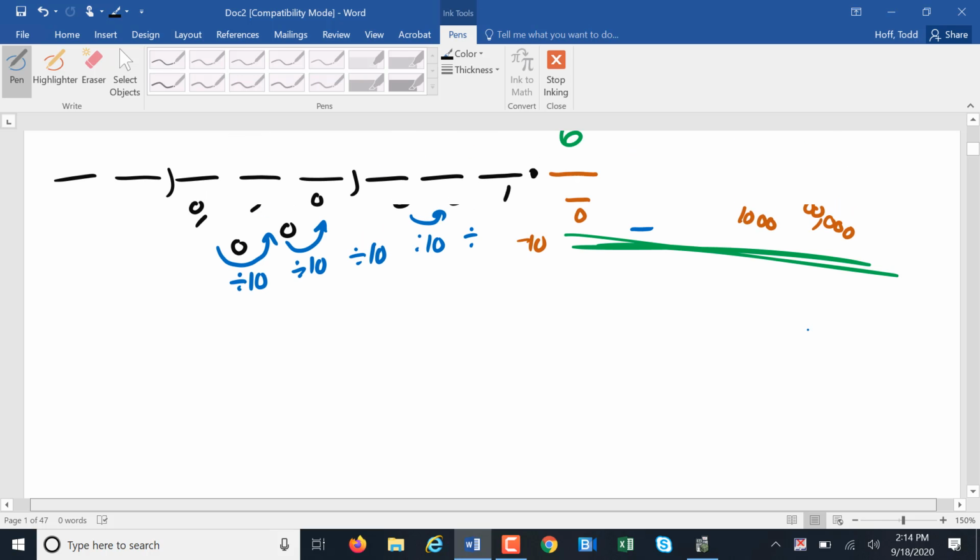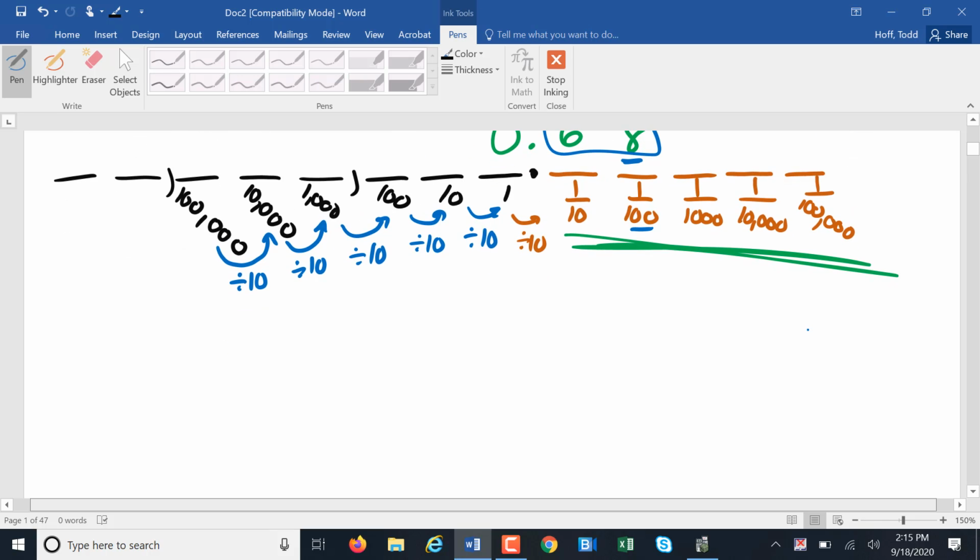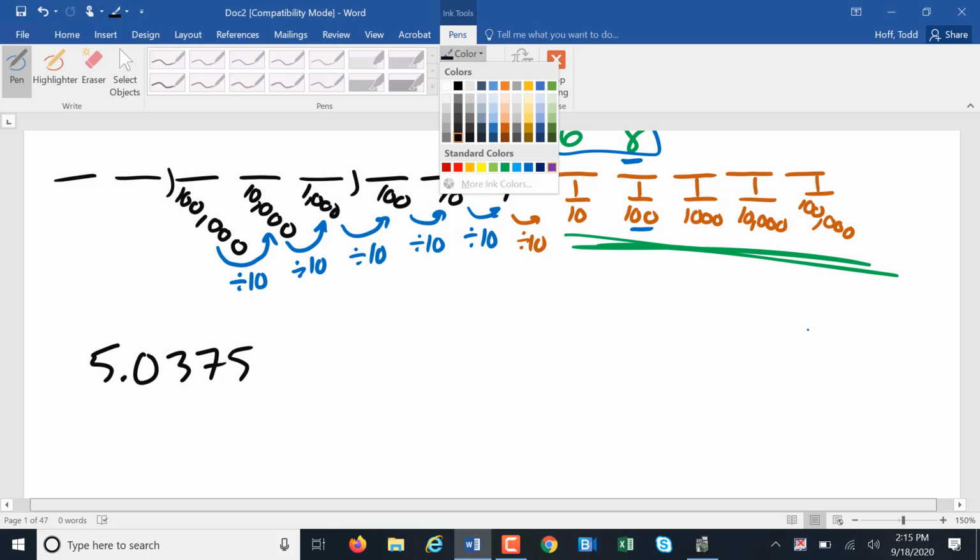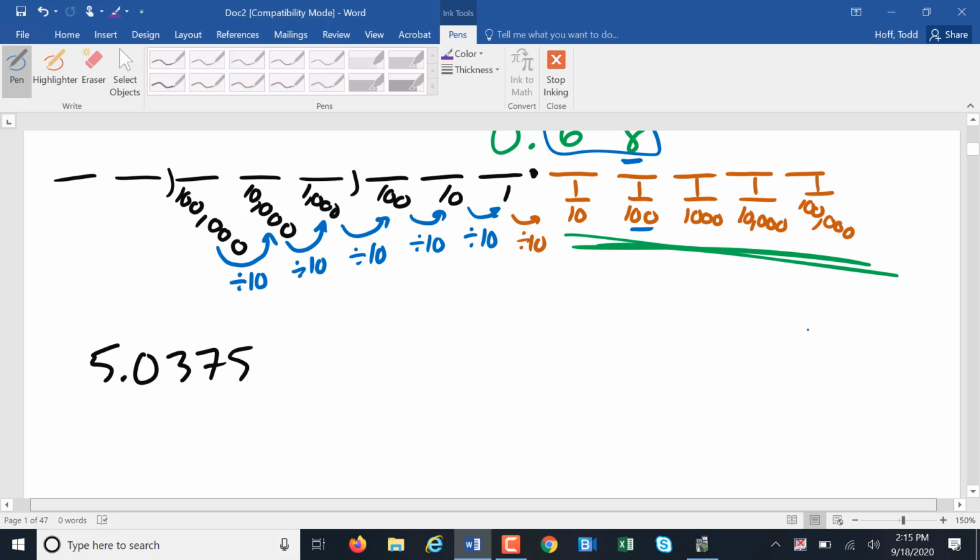So let's do one more example of converting one of those decimals to a fraction. Let's do this one, 5.0375. Now this one, of course, I have a number in front of the decimal point. That decimal point is what separates the whole number from the decimal or the fraction portion. Just like with our fractions, we have mixed numbers. This is also a mixed number. The 5 is a whole number. That's going to stay. That does not change.